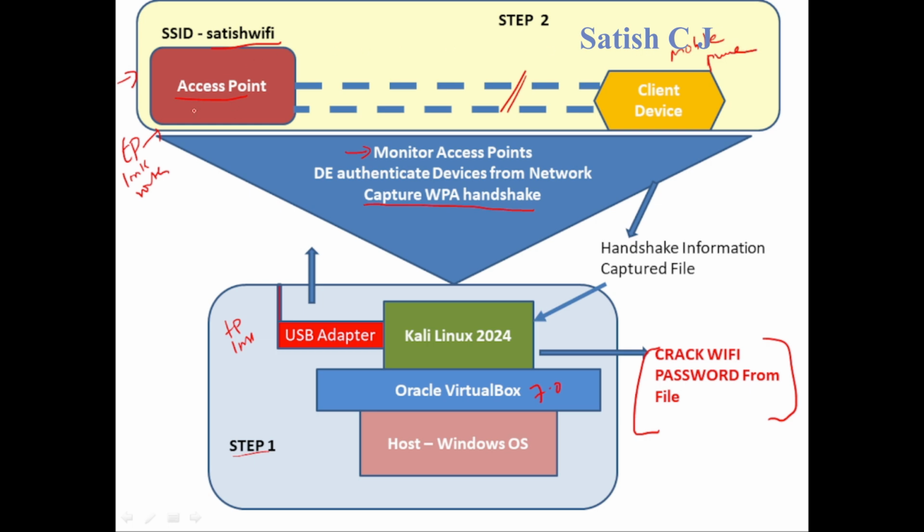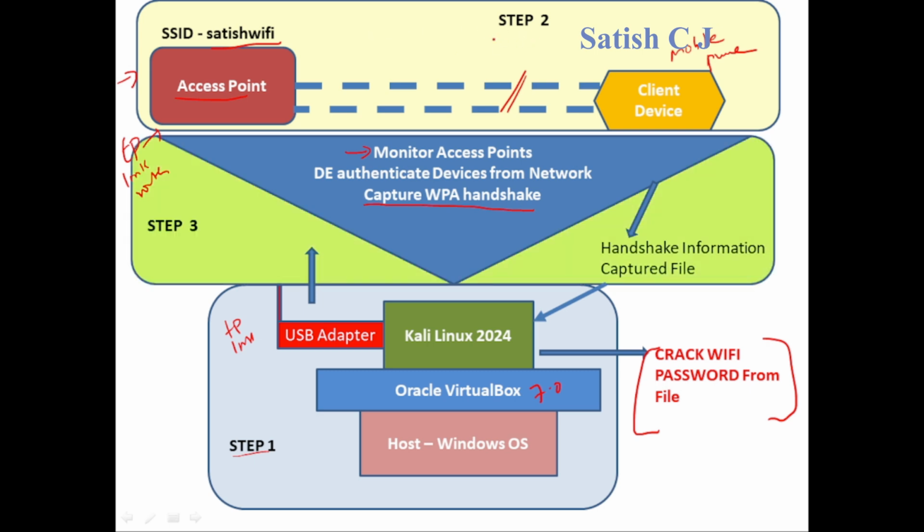So my network is going to contain a router and a client device, which is a mobile phone connected to the router. That is step 2, how to set up our own Wi-Fi network. So I'm going to explain that too.